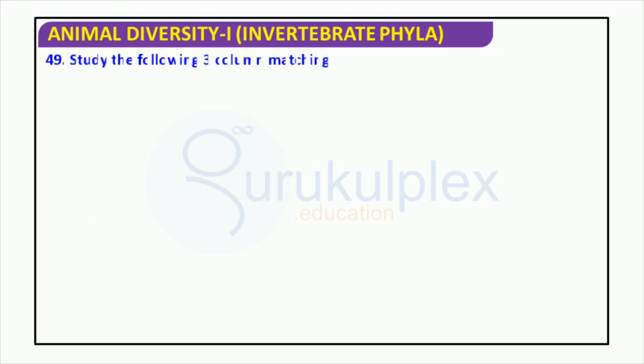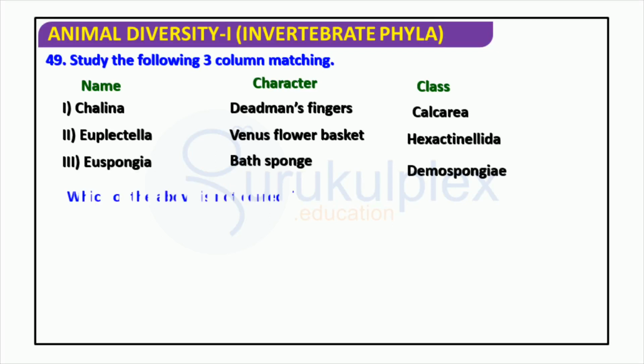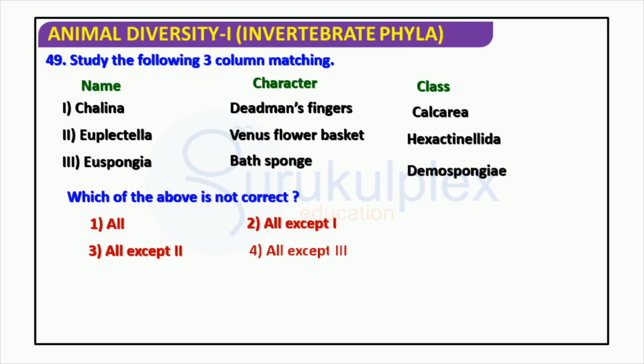Invertebrates encompass a vast array of animals, more than 80 separate phyla. Among these is Schelina, home to dead man's fingers or a certain kind of soft coral. Gurukulplex comprises the Venus flower basket, an interesting organism composed of silica. Euspongia represents the class of bath sponges. This slide poses the question of which of the three is not correct. The answer to this is all except 2, as the Venus flower basket is not a calcarean, which is what the answer implies.